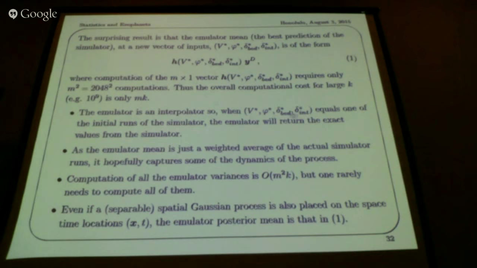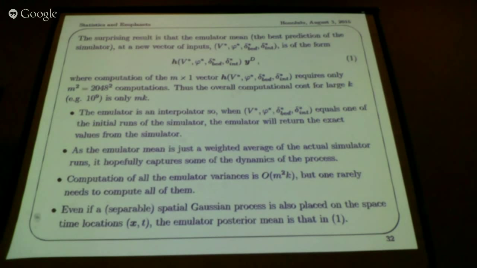So if you feed in any of the initial inputs at which you ran the simulator, it will give back exactly what the simulator said. So it's doing exactly what the simulator would have done at those 2048 points, and it's just smoothly interpolating everywhere else. It's also a weighted average of the actual simulator runs, so it hopefully captures some of the dynamics of the process. There are emulator variances that you can compute. They're more expensive, but you rarely have to do them all.